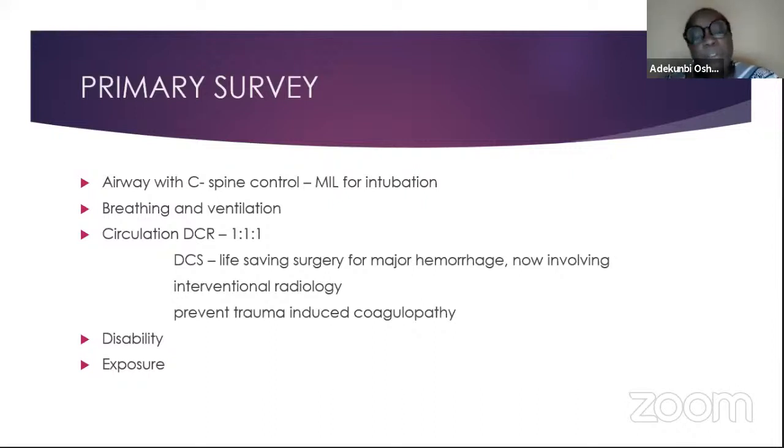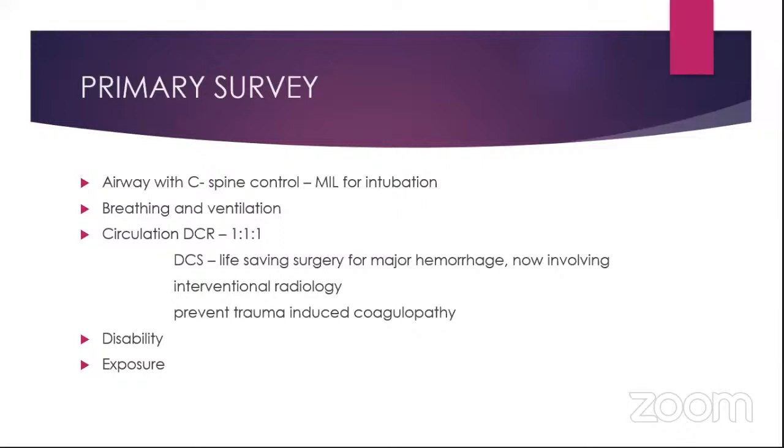The reason why they do damage control resuscitation, as I explained before, is that it has been found that even as early as within 30 minutes of this trauma, some of the patients can have what we call trauma-induced coagulopathy. But it has been found that if damage control resuscitation is instituted in time and blood products are given using the one-to-one rule, this reduces the risk of trauma-induced coagulopathy in this patient.